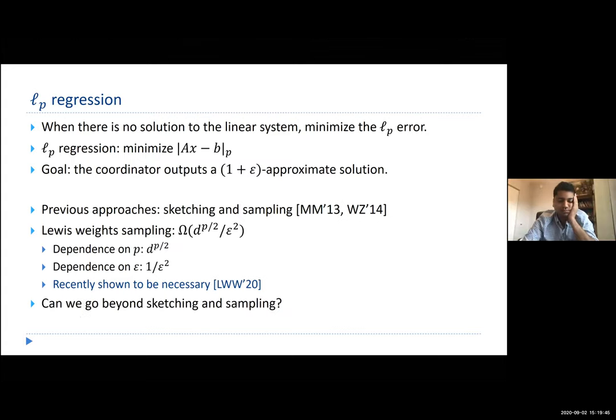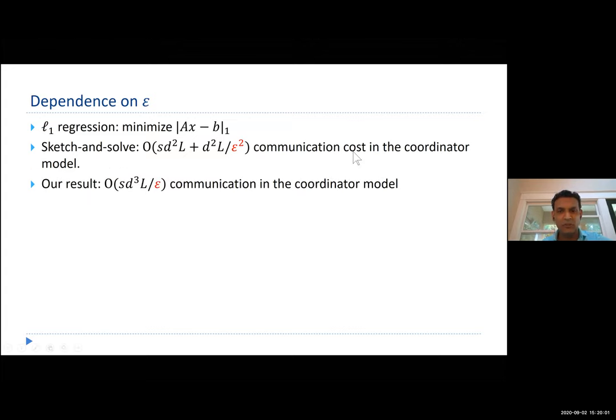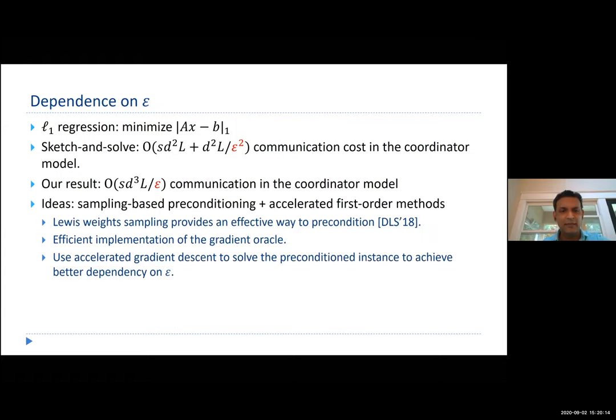And so a general question, independent of the distributed setting, is can you go beyond sketching and sampling? For L1 regression, sketch and solve gives you S d squared L plus d squared L over epsilon squared. I'm highlighting the epsilon squared. That's the communication cost in the S server model, by just implementing a known sketching algorithm. What we can show is to improve the epsilon squared to epsilon in this coordinator model, the harder model. And the idea is to combine sampling-based preconditioning with the accelerated first order methods, which use the gradients.